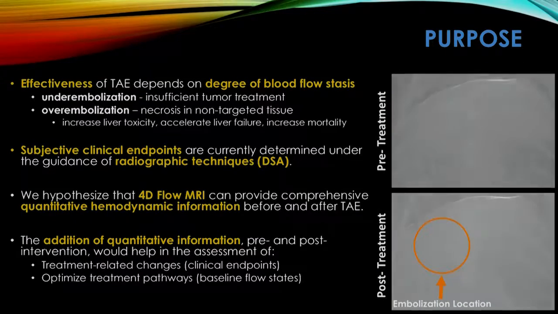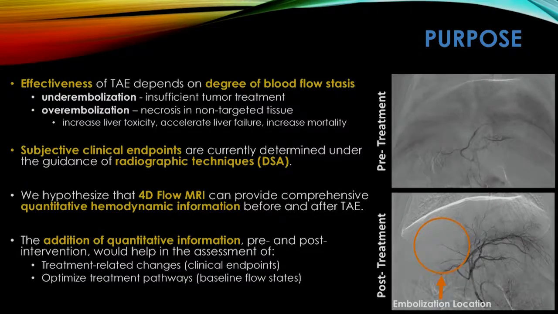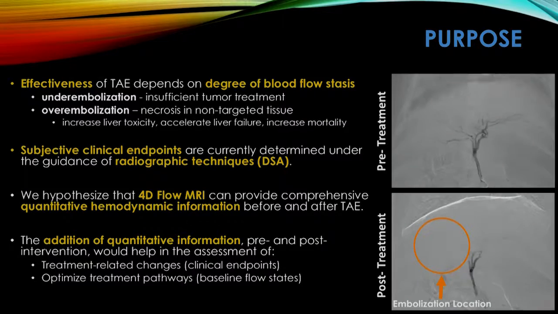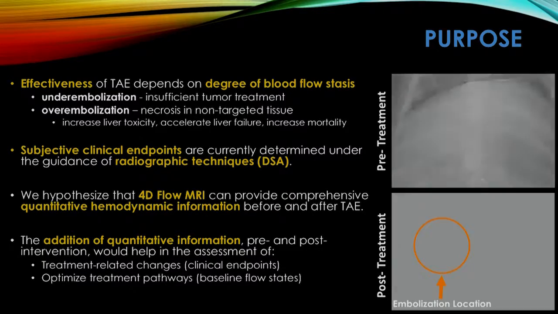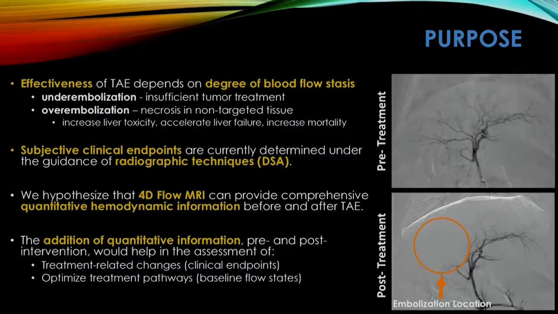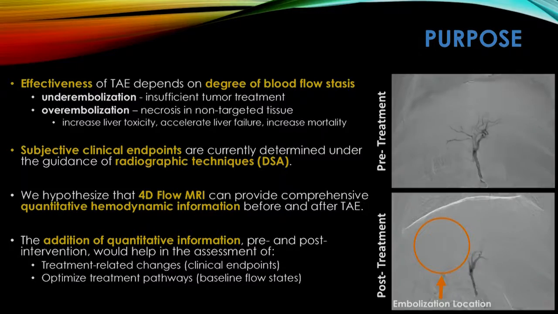And the effectiveness really of these treatments relies on the level that we embolize to. So you can imagine if we under-embolize, then we might need further interventions such as radioembolization or chemoembolization. And if we over-embolize, then we're starting to really affect the healthy tissue, causing liver toxicity to increase, as well as maybe accelerate liver failure, which would not be wanted. And so really these endpoints right now are very subjective.